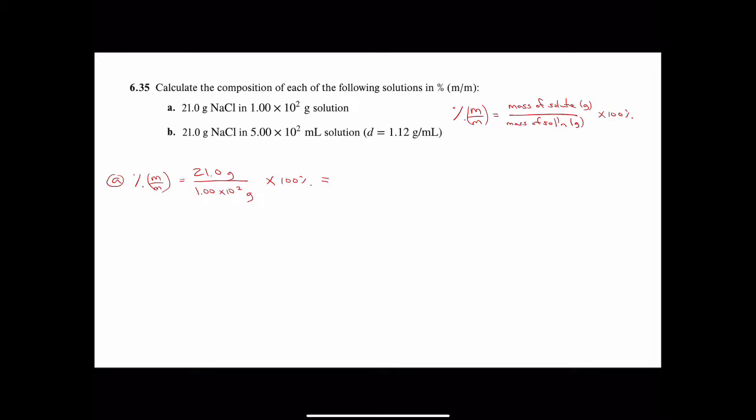This is one that's pretty easy to do by mental math because 100 and 100 are going to cancel out, and we end up with 21.0% sodium chloride.